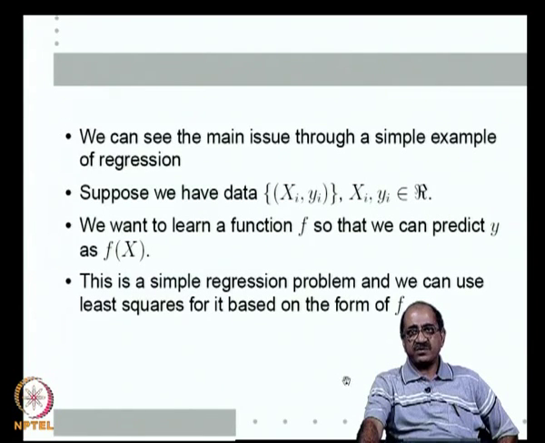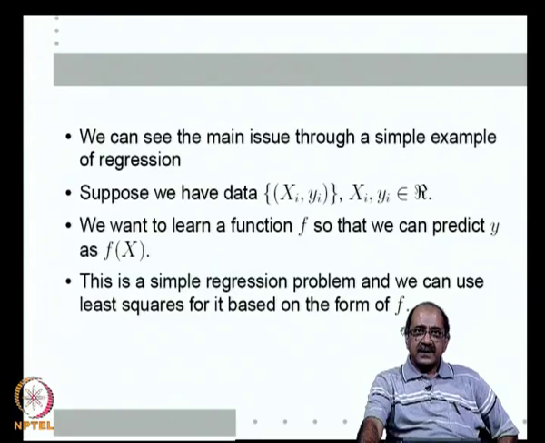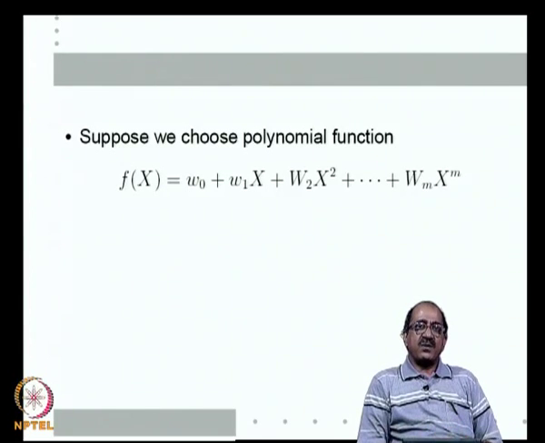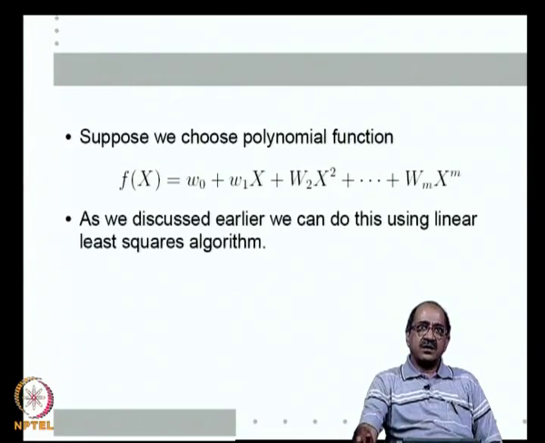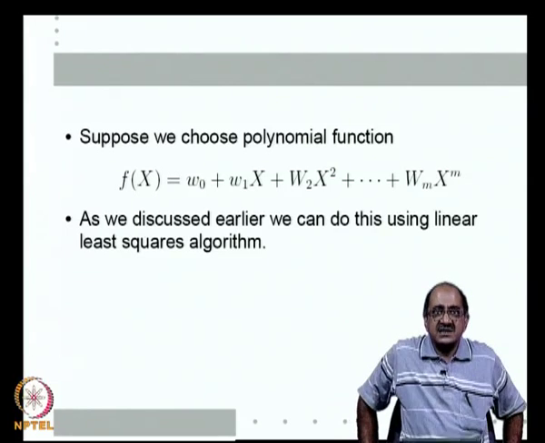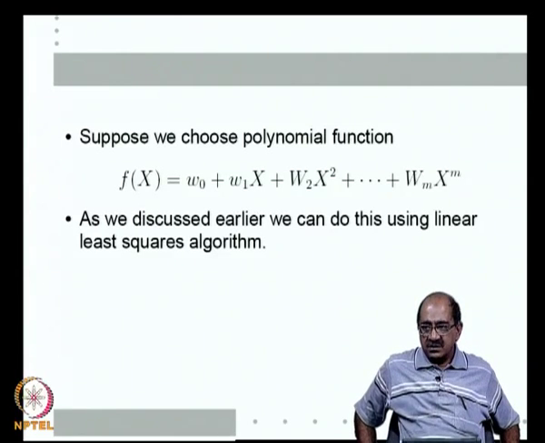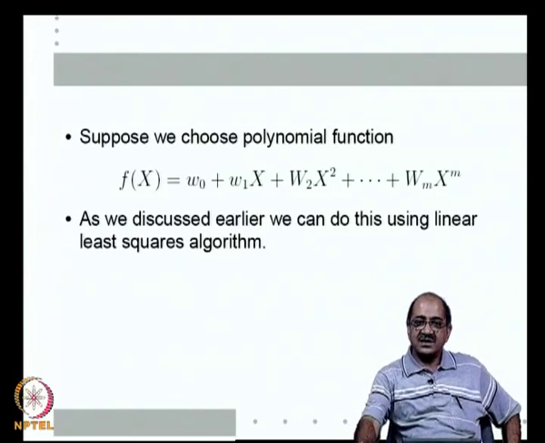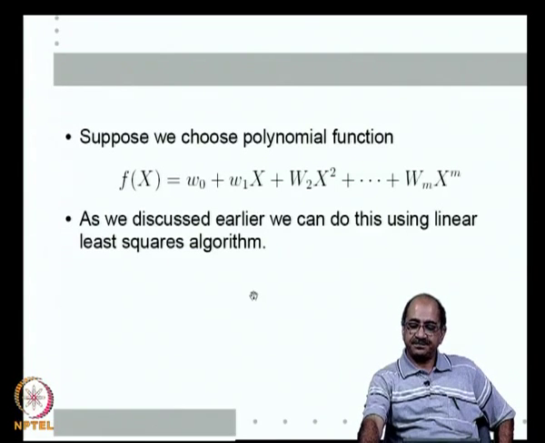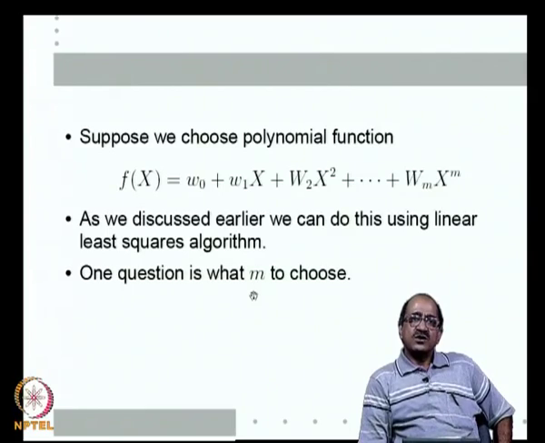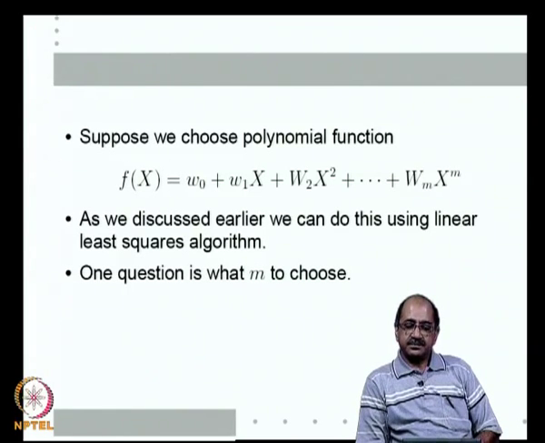Basically, of course, you have to have some particular form for f. So, let us say we choose a polynomial function. We do not know what m is, but we choose a polynomial function w0 + w1 x + w2 x squared + ... + wm x to the m. As we have seen earlier, this easily fits into linear least squares. Linear least squares does not necessarily mean that the function is linear, it is only linear in parameters. So, we have already seen when we did least squares regression that this exactly fits into the linear least squares problem. So, the question is, what m should we choose?